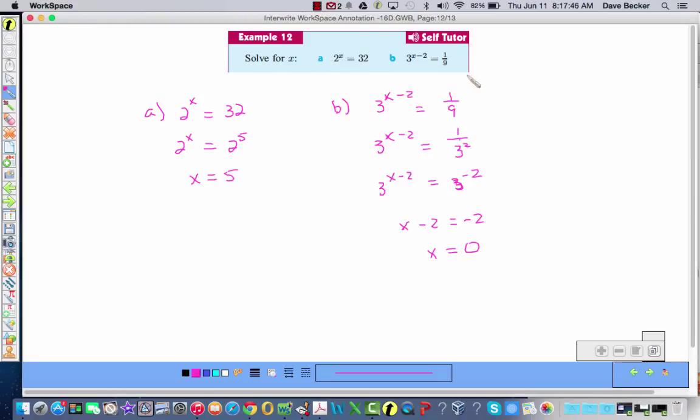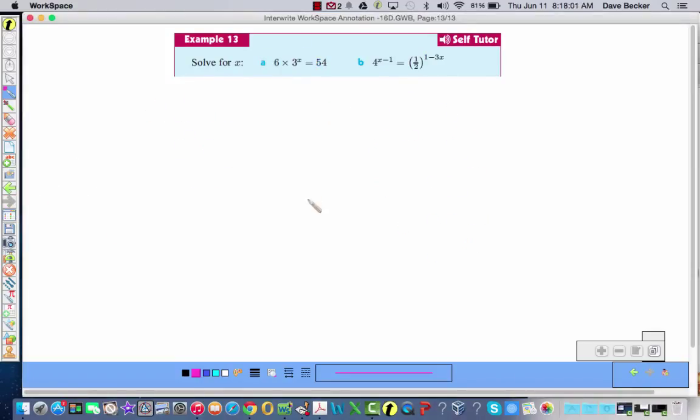I hope it was. But this is just giving you practice, making sure you understand that it's not the only way, but you can solve exponential equations by getting the same base. Because let's face it, it's all about that base.